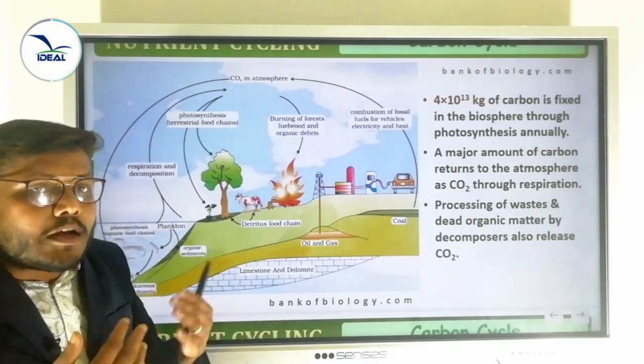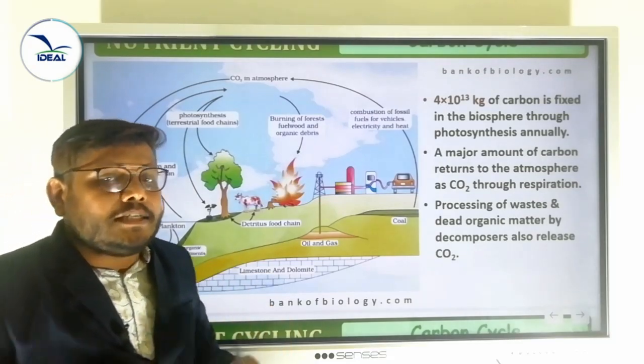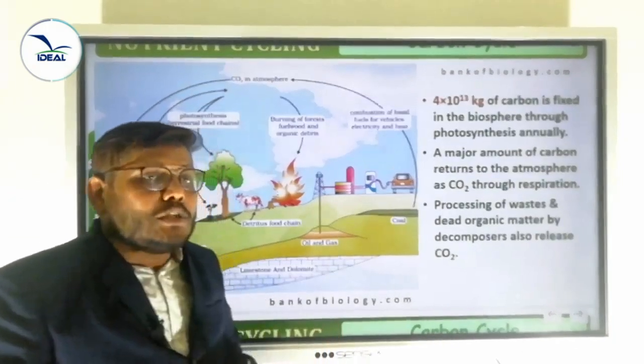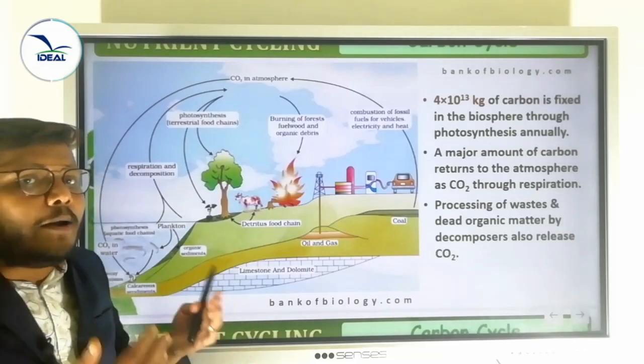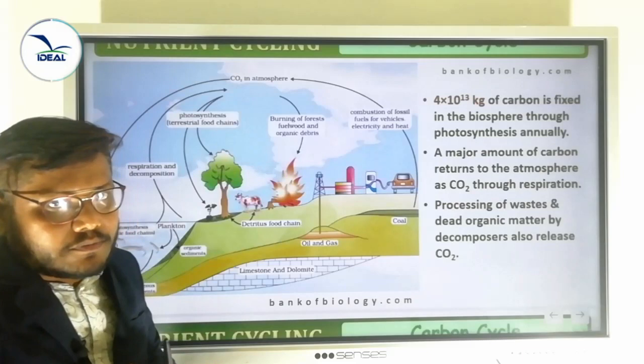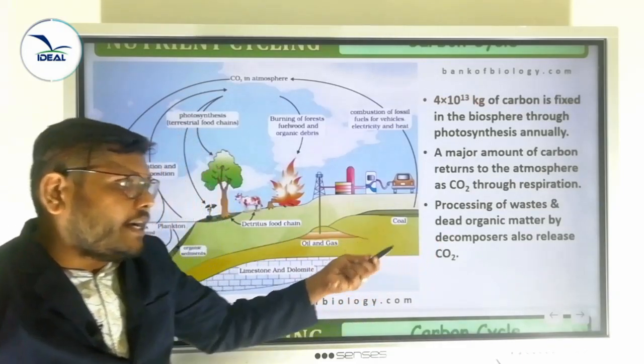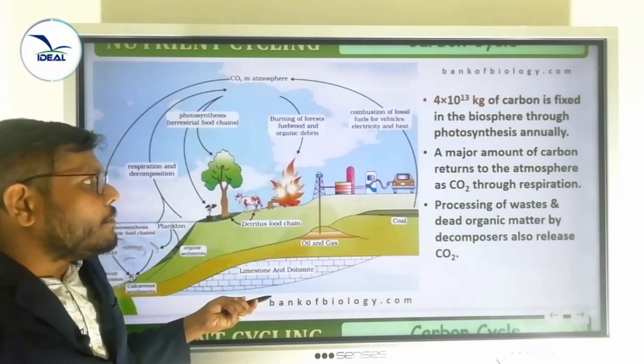That carbon dioxide is taken up by plants for synthesizing food material. That is called photosynthesis. So respiration and photosynthesis help to maintain the amount of carbon in the atmosphere. Is it clear? Then the process of waste and dead organic matter decomposition by decomposers also releases carbon dioxide.